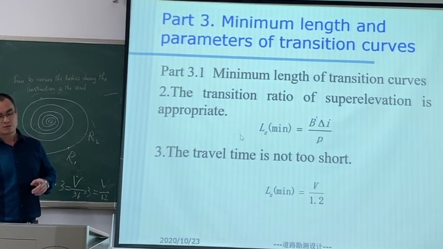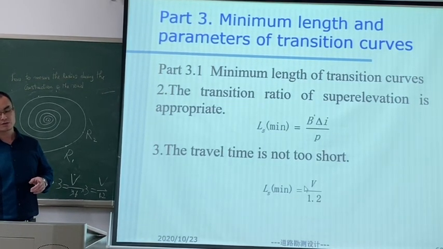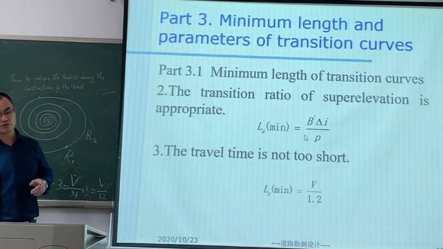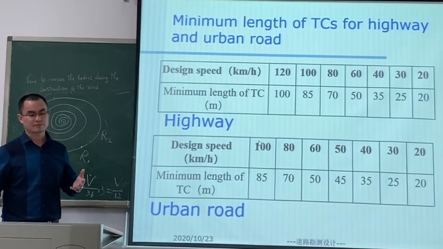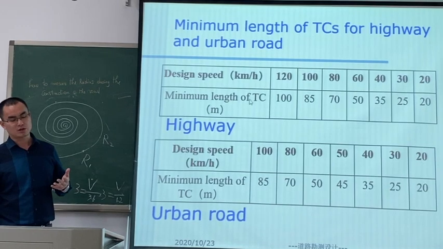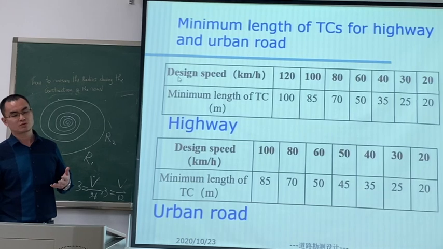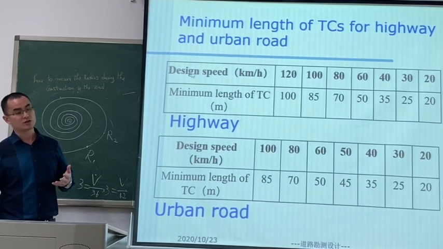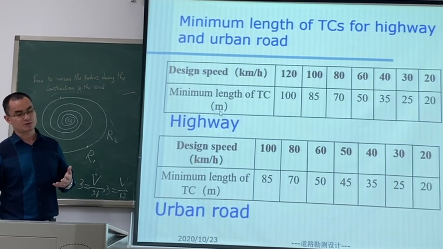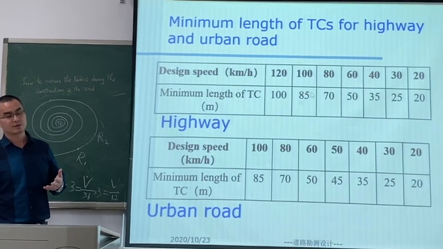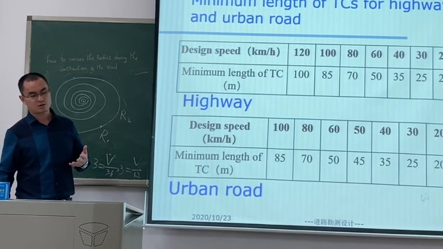So we can get the minimum length through this formula, and the first formula, the second formula, and the third formula. We can get the minimum length of the clothoid or transition curve at different design speeds. The unit is meter. This table is for highway. This table is for urban road.